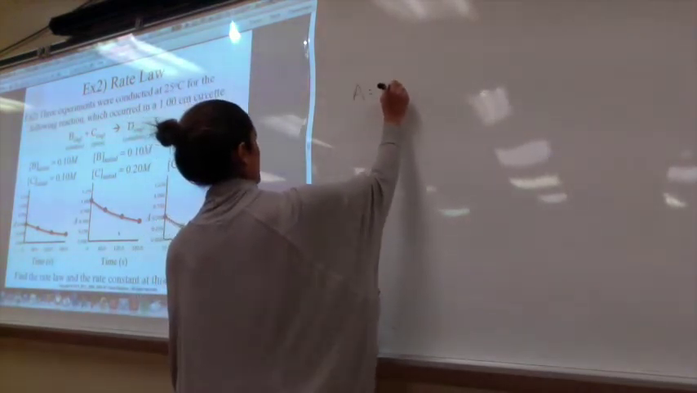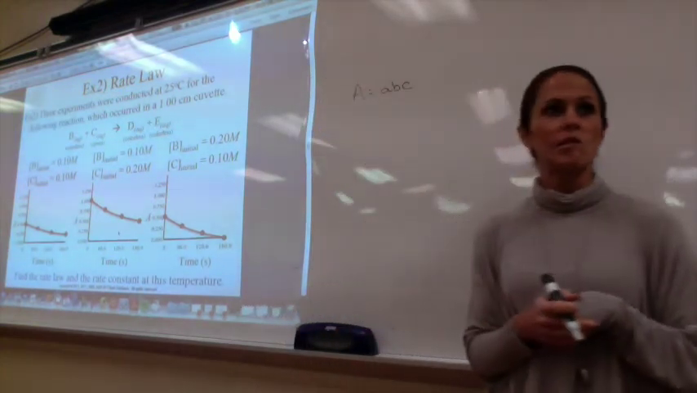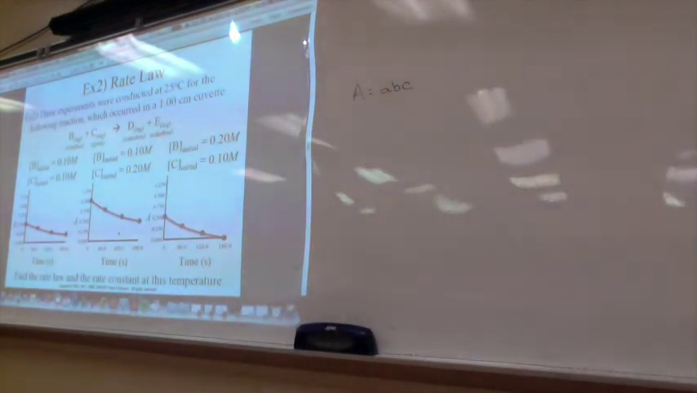A equals ABC. So how are you going to find that? On the graph, that's your big A, the big concentration of C, that's C. Why specifically is he saying C? It's the concentration of C.